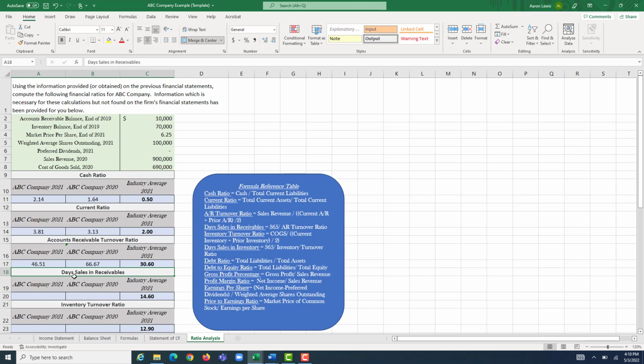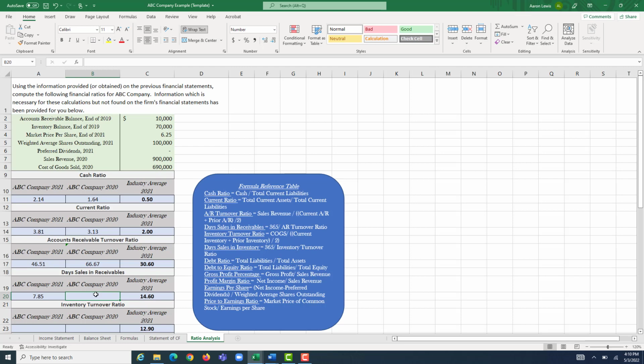How timely are they? I'm not a huge fan of AR turns. It's a weird concept, but you need that formula to do day sales in receivables, which is much easier to grasp. See, if you take 365 and you divide it by your number of turns, how many times you flip through your average level of receivables, it gives you an approximation of how long it takes you to collect on a receivable after you've made the sale. So during 2021, it's taking us about 7.85 days to collect on a receivable after we made the sale.